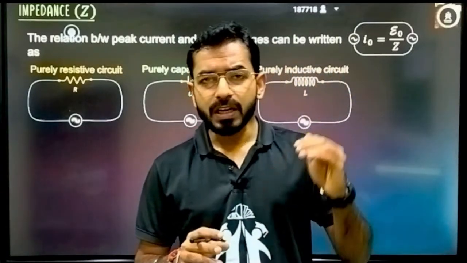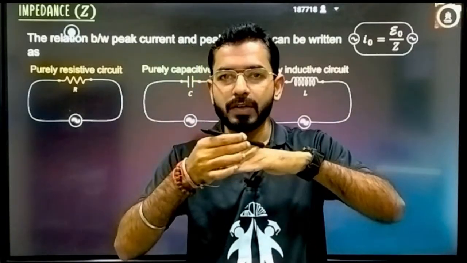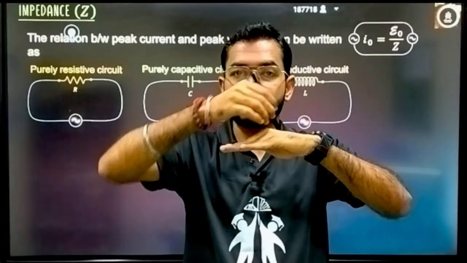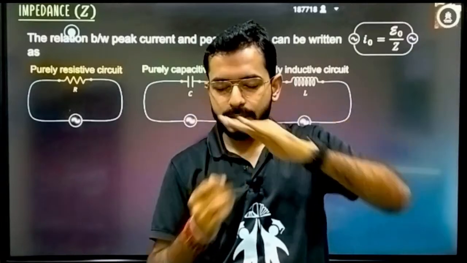I told you we take the x-axis as the reference line. If the phase angle is omega t, we represent it like this. If it is omega t plus phi, we represent it like this. If it is omega t minus phi, we represent it like this.